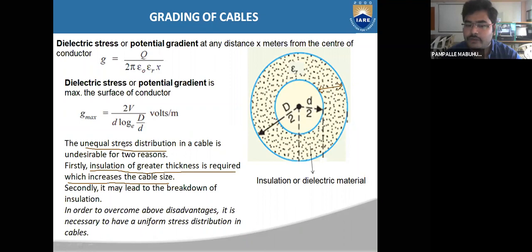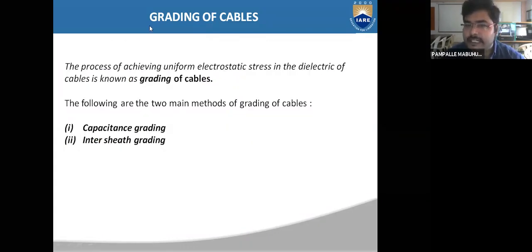Okay, so in order to overcome these two disadvantages, you have to make the dielectric stress uniform throughout the cable. Okay, how can you achieve uniform dielectric stress, right? From surface of the conductor to surface of the sheath, how can you achieve a uniform dielectric stress? This can be achieved by grading of the cables. Okay, so what is grading here?